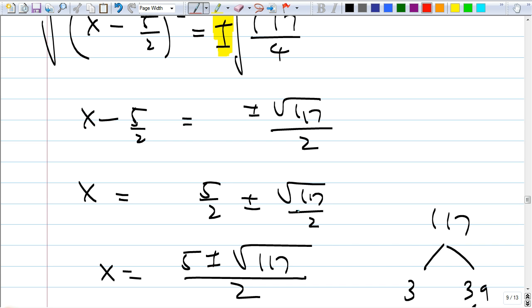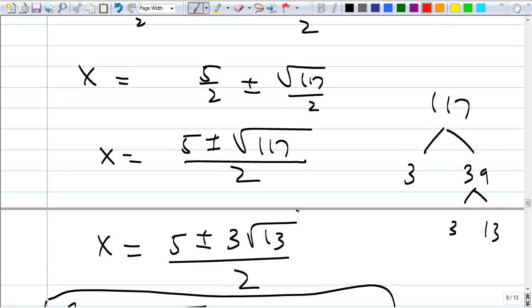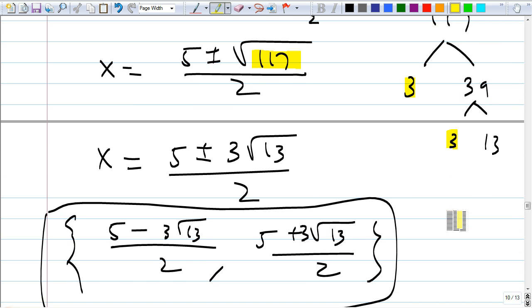Well, yeah, there are two solutions. This does, but 117. Am I done simplifying the square root of 117? 117 is what? 3 times 39, 3 times 13. It's really 9 times 13, isn't it? So guys, make sure if you have a square root, you must simplify that, right? It contains a perfect square of 9, doesn't it? So you gotta simplify. Then you get, yes, two solutions: 5 minus 3 root 13 over 2, and 5 plus 3 root 13 over 2.